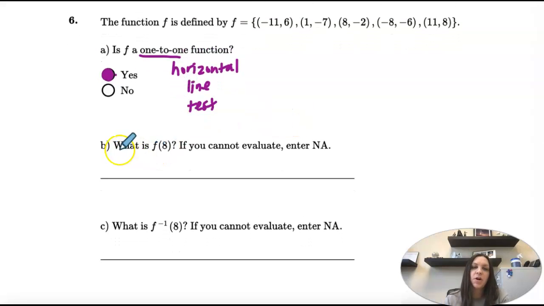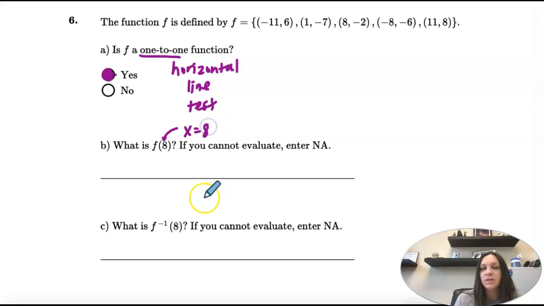Okay, so part B, what is f of 8? And C, what is inverse? So this goes back to notation, where you gotta ask yourself, is that an x value or is that a y value? This is an x value, and then when it's an inverse, that's a y value.